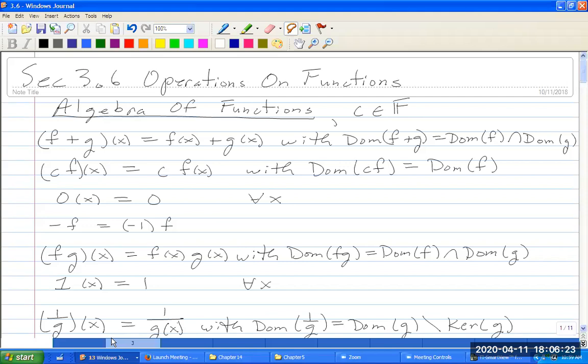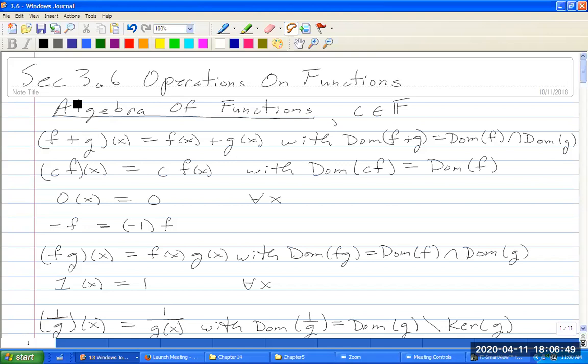Operations on functions. So I'm going to be looking at the algebra of functions. So let C be a member of a field. I'll define the sum of two functions. So let F be a function, G be a function. I'll define these operations pointwise.